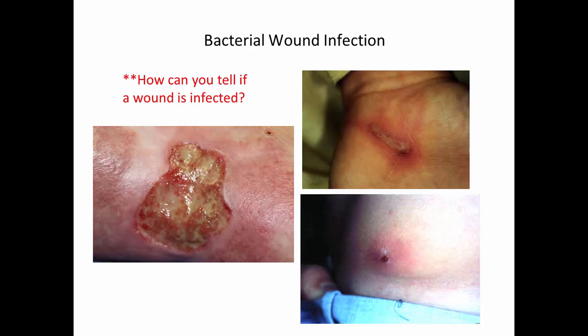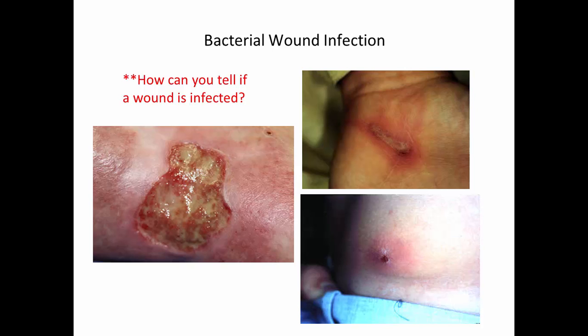Bacteria can invade a wound, and a tricky thing is to determine if a wound has actually been infected with bacteria. Because initially, whenever you injure tissue, you're going to get an inflammatory response. So there's going to be redness and swelling and heat, and that's because the body is bringing blood to that area and white blood cells, to prevent infection and to promote healing.